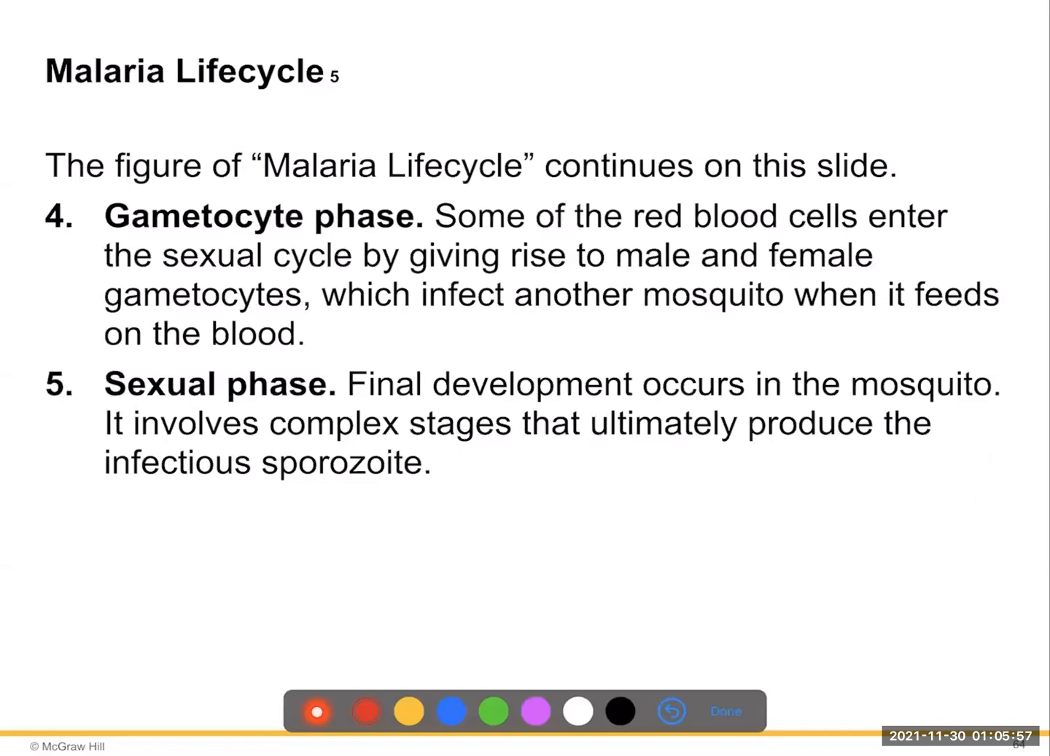The gametocyte phase: some of the red blood cells enter the sexual cycle, which gives rise to the male and female gametocytes, which infect another mosquito when it feeds on the blood. Then you get the sexual phase, where the final development occurs in the mosquito. But this is a second one that's been infected. It involves the stage that produces the infectious sporocyte over again into the salivary gland.